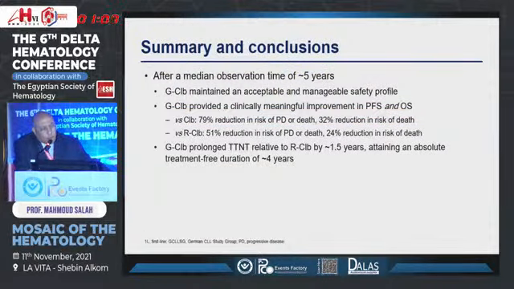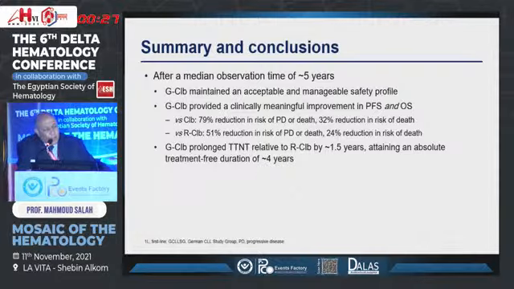So the conclusion from this study: after a median observation of 5 years, Gazyva chlorambucil maintained an acceptable and manageable safety profile. Gazyva chlorambucil provided a clinically meaningful improvement in progression-free survival and overall survival. Versus chlorambucil, there was a 79% reduction in the risk of progression of the disease or death, and a 39% reduction in the risk of death. Versus rituximab chlorambucil, there was a 51% reduction in the risk of progression of the disease or death, and a 24% reduction in the risk of death.